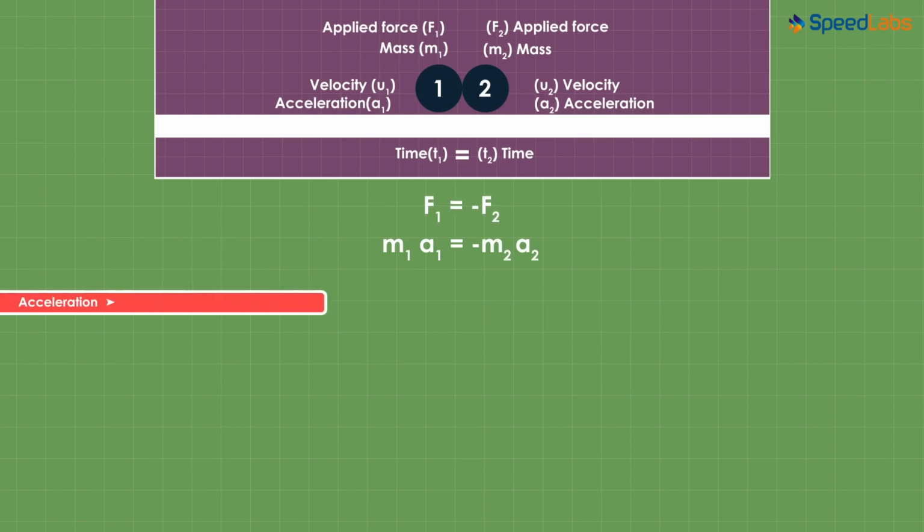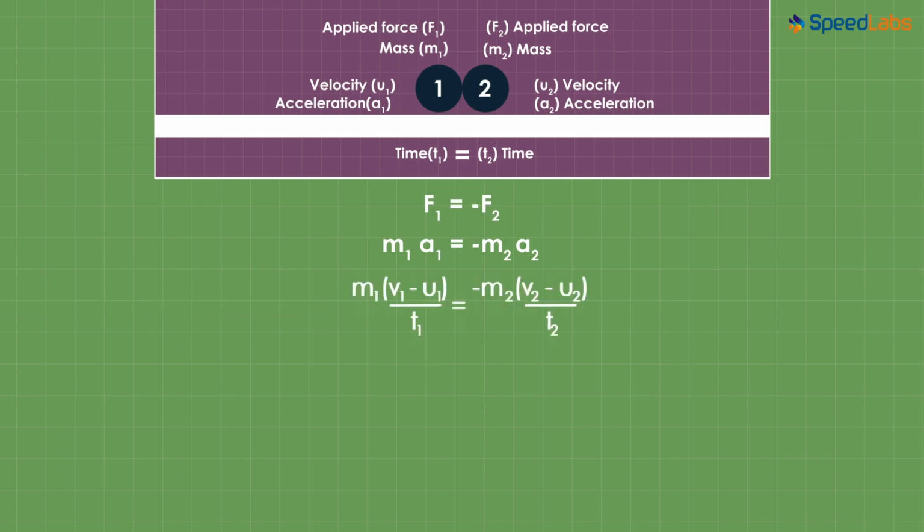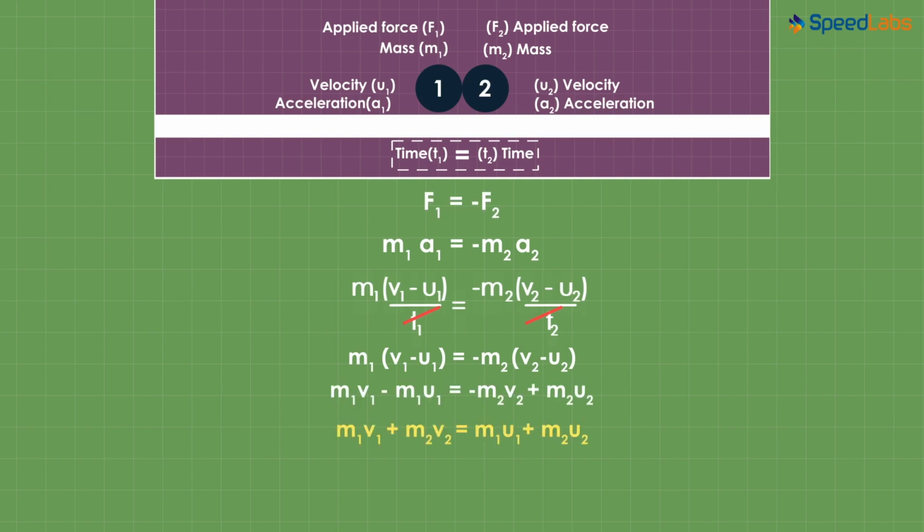And the acceleration is nothing but the rate of change of velocity. And we get this. As T1 and T2 are equal, we get this equation. Solving this equation further gives us this equation. This equation tells us something amazing.